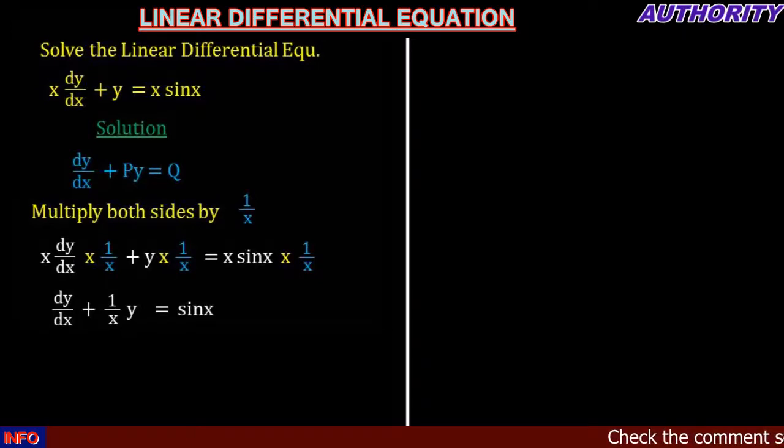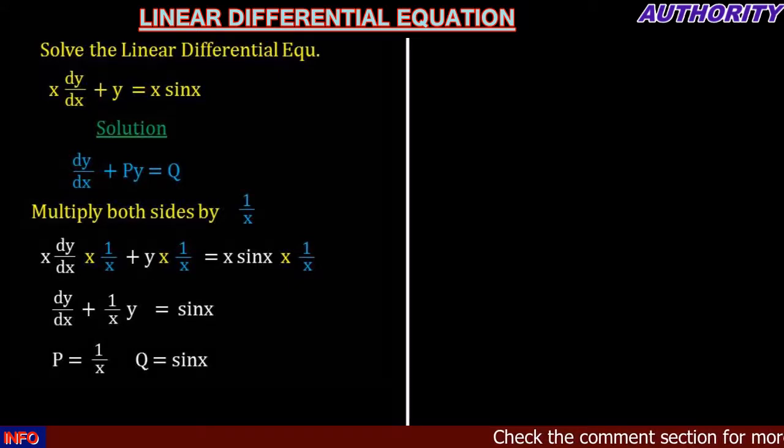So here we have dy/dx plus 1 all over x times y equal to sine x. We can see clearly that it is in linear differential form. Now, looking closely, we see that p is equal to 1 all over x, and q is equal to sine x.